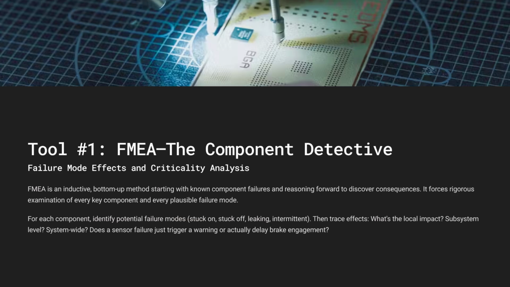Oh, got it. Failure modes. Then you trace the effects. What's the local effect? What happens at the subsystem level? And what's the big picture, system-wide effect? Does a sensor failing off just trigger a warning light? Or does it actually delay the brakes engaging?